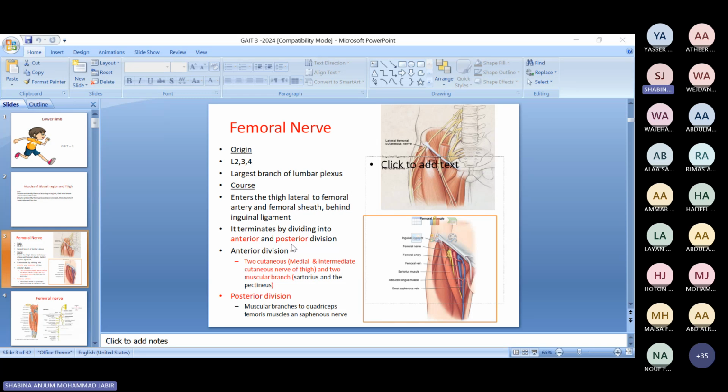The anterior division will have the medial and intermediate cutaneous nerve of the thigh, and it will give muscular branches to the sartorius and pectineus. Then the posterior division will give muscular branches to the quadriceps femoris muscle, and also it will give one saphenous nerve.